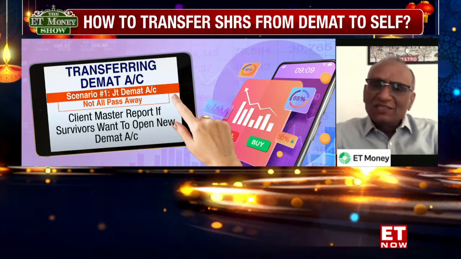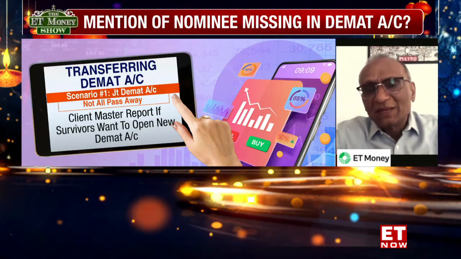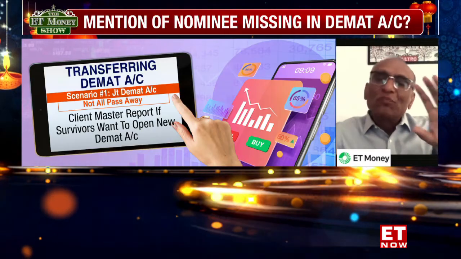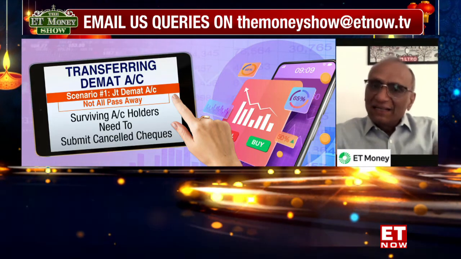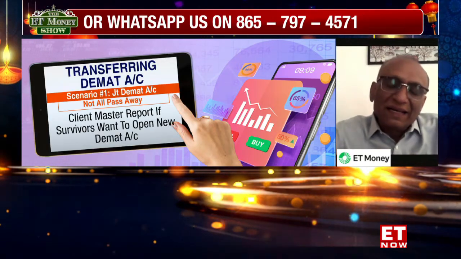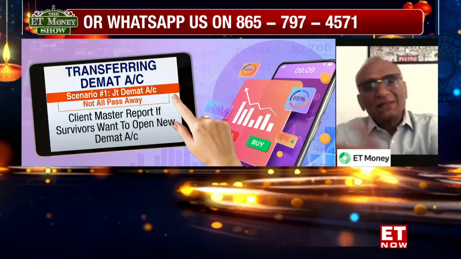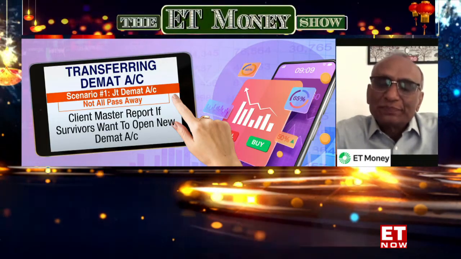Any nomination on the joint account is ignored till all the joint holders pass away. Only if both the joint holders, or all three of the joint holders, pass away will the nomination in a joint holding come into play. Till then, it is just a question of transferring the securities into the Demat account of the next joint holder.